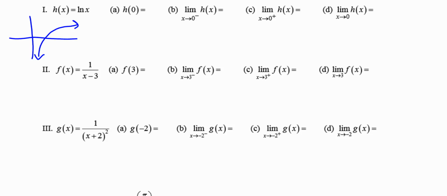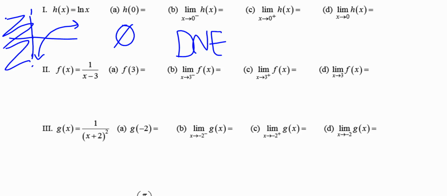It looks like this. H of 0, we know that's undefined. There's a vertical asymptote there. As we look from the left side of 0, it does not exist because there's nothing there. There's nothing over here. The right side of 0, so we get closer and closer to 0 from the right, and it looks like we're going to negative infinity. You can write that, or technically you can even write does not exist because infinity is not a specific number. So if you look from the left-hand side and the right-hand side, we'll see that the limit does not exist.